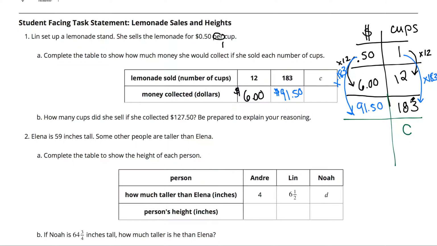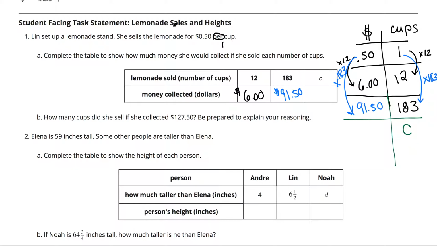Now, they did the same thing. Then they want 183. Well, to get from 1 to 183, I multiplied by 183. What if I wanted to get to 7 cups? Well, I would multiply 1 by 7, 50 cents by 7. What if I wanted to get to 100 cups? Well, I would take 1, multiply by 100, 50 cents, multiply it by 100. So this C is representing, well, how do you get to any number? Is there a pattern? And there is.